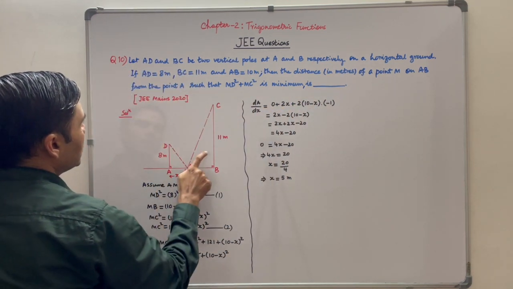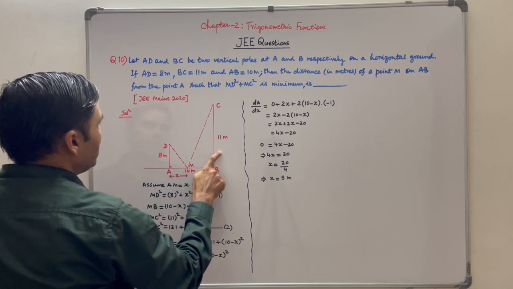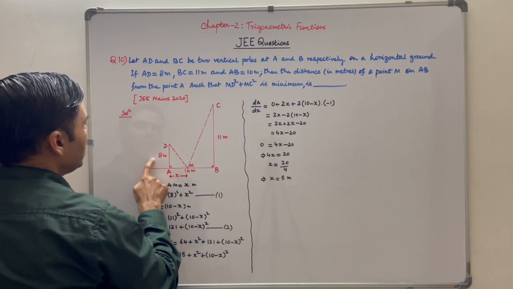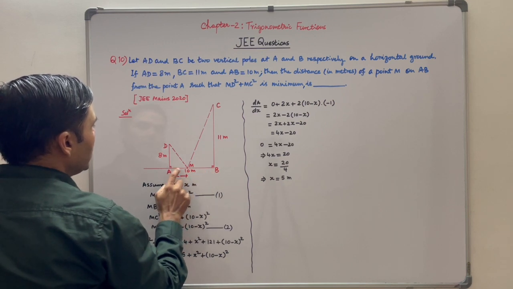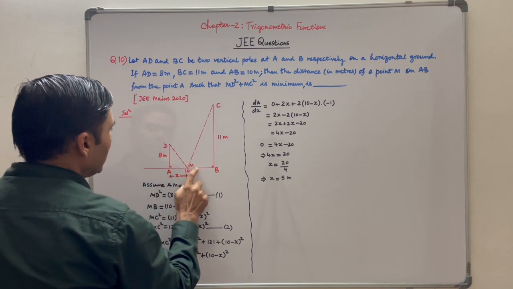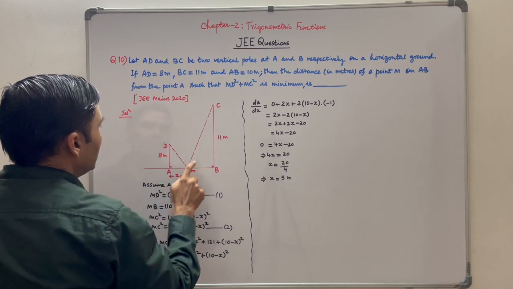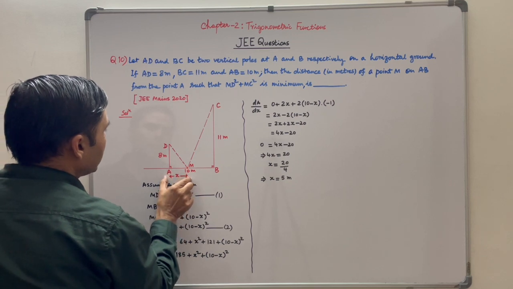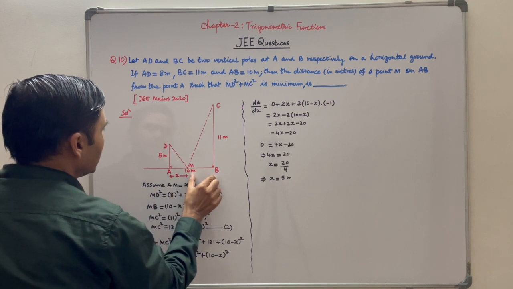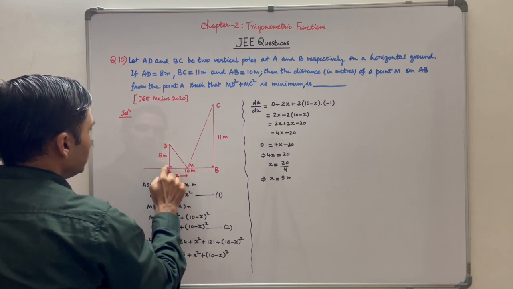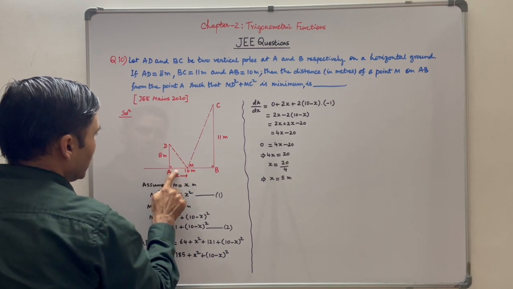It is given that there are two poles BC and AD. Height of BC is 11 meter and height of AD is 8 meter. Distance between them, that is AB, is 10 meter. We have to find a point M on AB such that MD square plus MC square is minimum. Let's assume AM is equal to x meter. So MB is equal to 10 minus x meter. Applying Pythagoras theorem in this triangle, MD square is equal to 8 square plus x square.